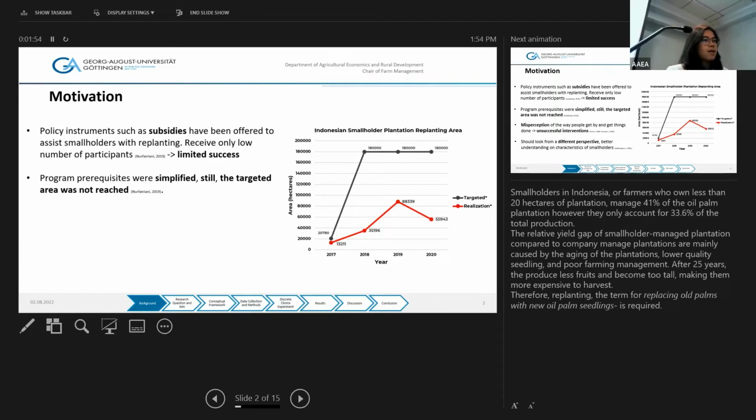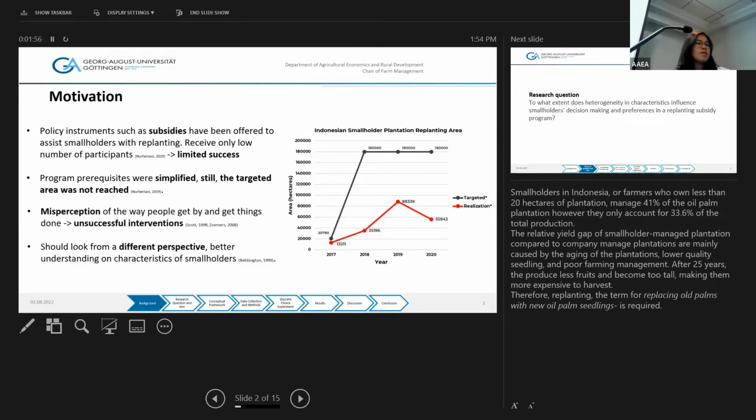So I'm wondering why these interventions are not successful, because it's basically a subsidy, free money. A study by Scott and also a study by Zoomer said that unsuccessful interventions could be because of a misperception of the way people get by and get things done. They changed the prerequisites, but I think we should look from a different perspective and better understand the characteristics of the smallholders themselves.